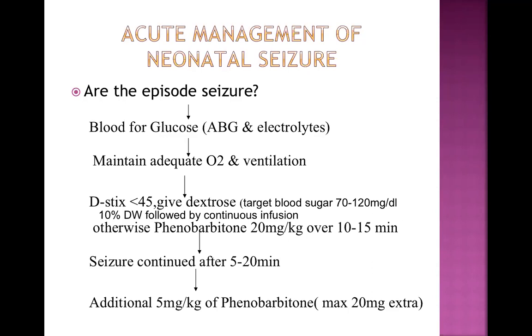Now, let's talk about some other scenario. If the seizure is not because of hypoglycemia, then I will try phenobarbital. Phenobarbital at 20 milligram per kilo over 10 to 15 minutes is given in the beginning. This is also considered the drug of choice in the treatment of neonatal seizure. If the seizure continues even after 5 to 20 minutes of giving phenobarbital as a loading dose, then an additional maintenance dose of phenobarbital has to be given, and that is 5 milligram per kg.